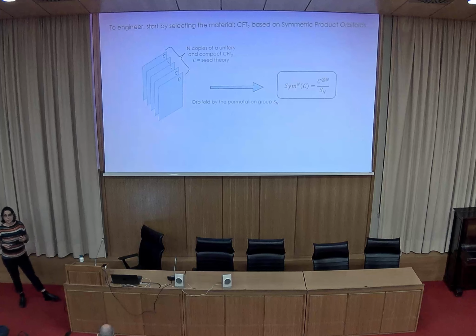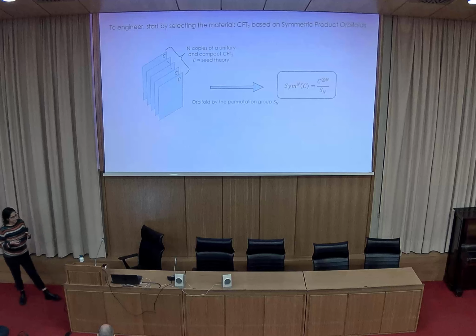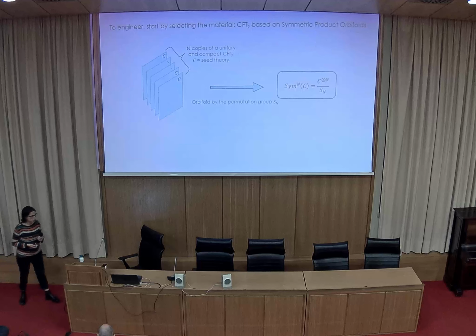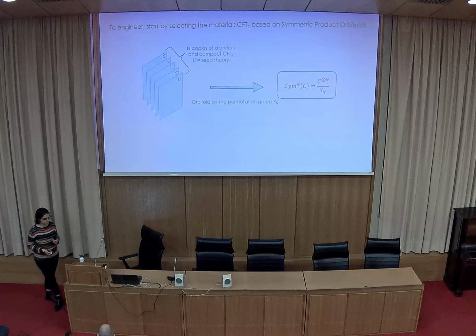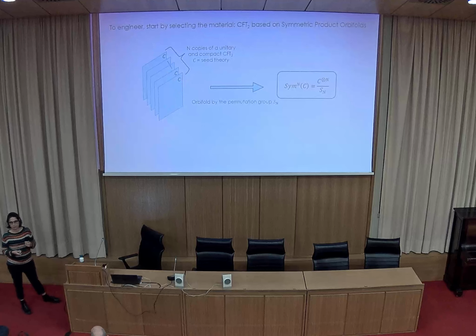And so this is the type of theories, conformal field theories in 2 dimensions, that I like. So what are these theories? They have a very long name, but they're actually not that complicated. The quick definition is basically: grab your favorite CFT, that I'm calling C here, and then tensor it n times.